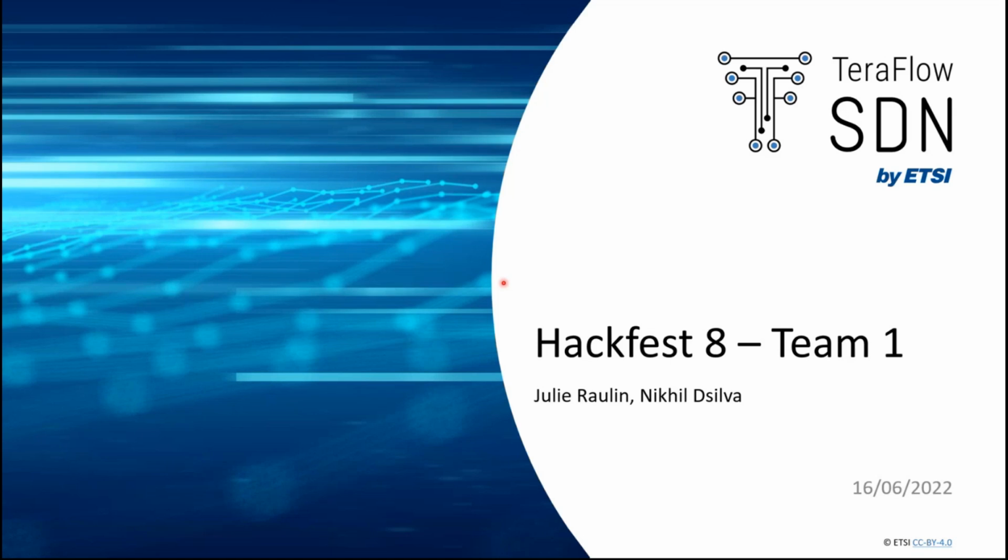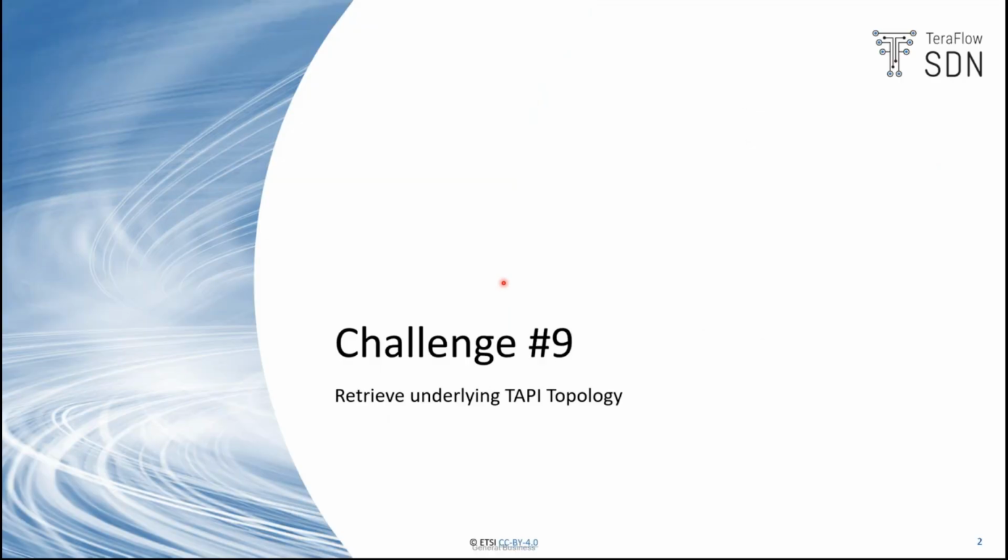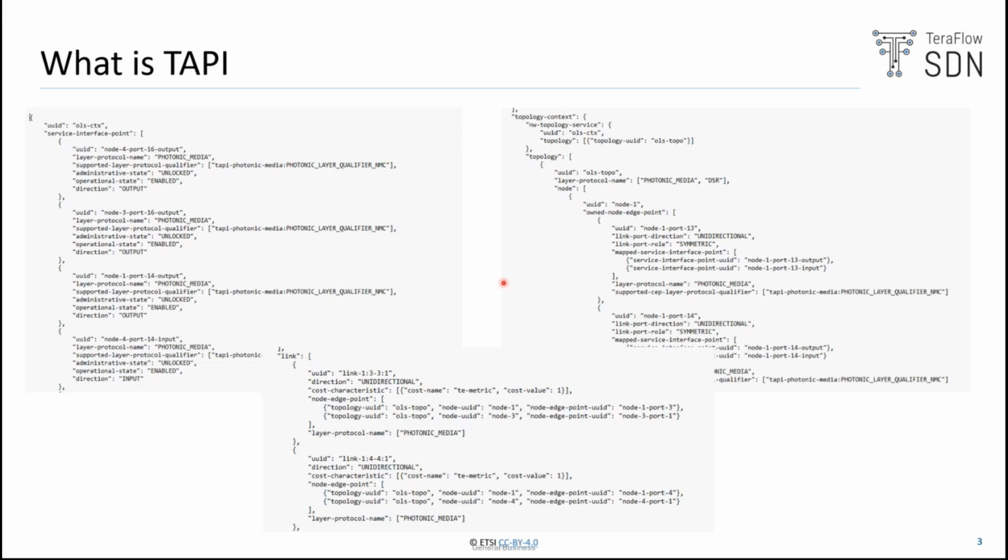But anyway, team one, Nikhil and myself, worked on challenge number 9, which is retrieving the underlying TAPI topology. I'm just going to do one quick slide on what TAPI is if people don't know. I think people from Adtran should be a little aware of that because that's what we're using for our optical controller. So it's mostly a thing from the optical side. Yes, Transport API, to retrieve the information of the optical device, the links and everything underneath.